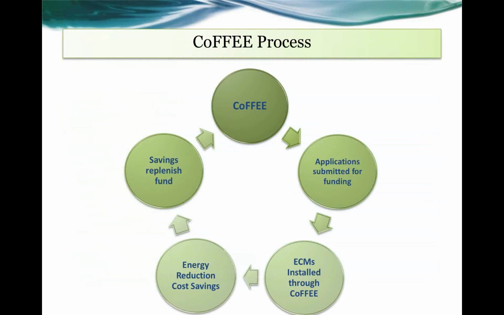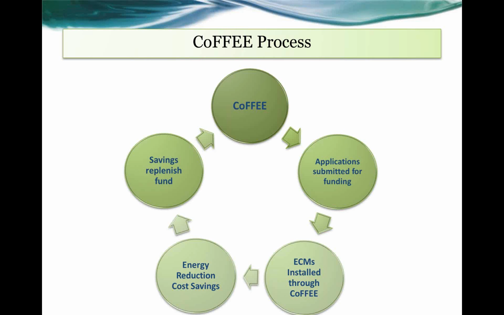So, a brief on the process. Obviously, center one there is CoFFEE. That's the $500,000. That's the main fund. We're looking for you guys to submit these applications. We pick the best ones to fund. Maybe it's 10 different projects. We send the money out.